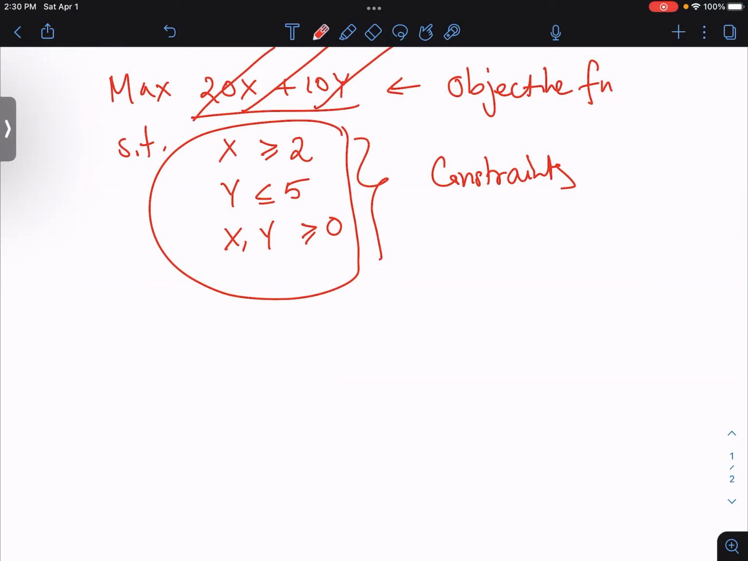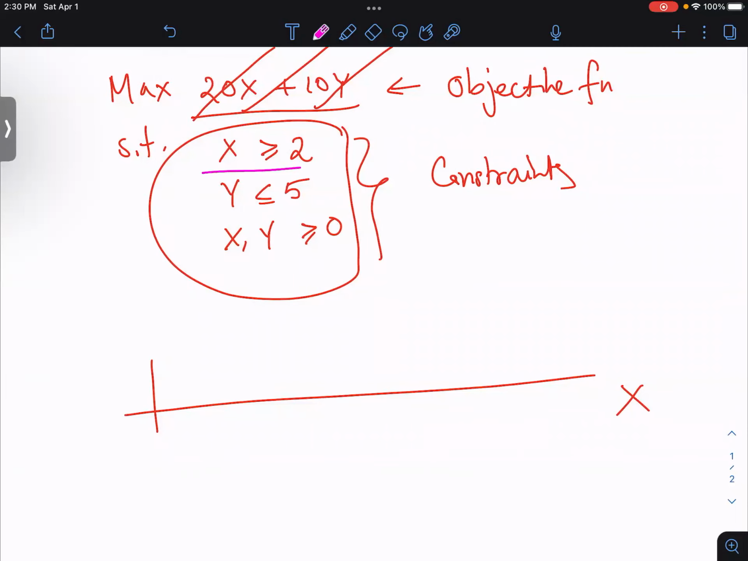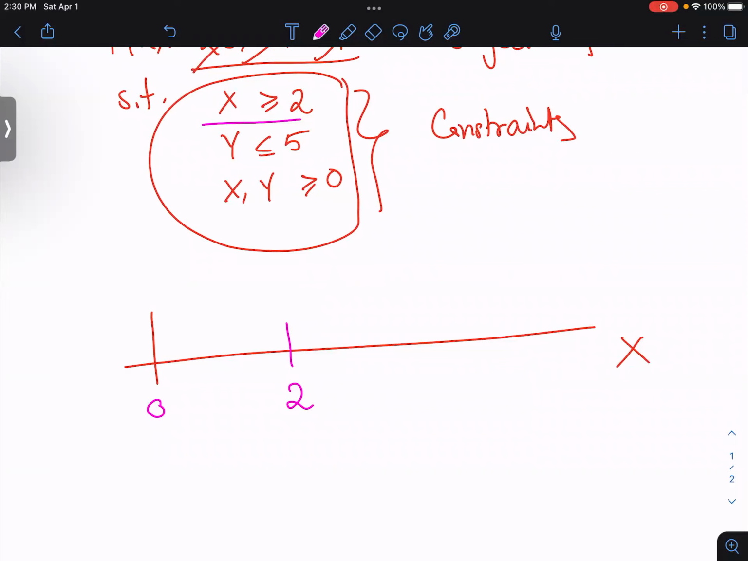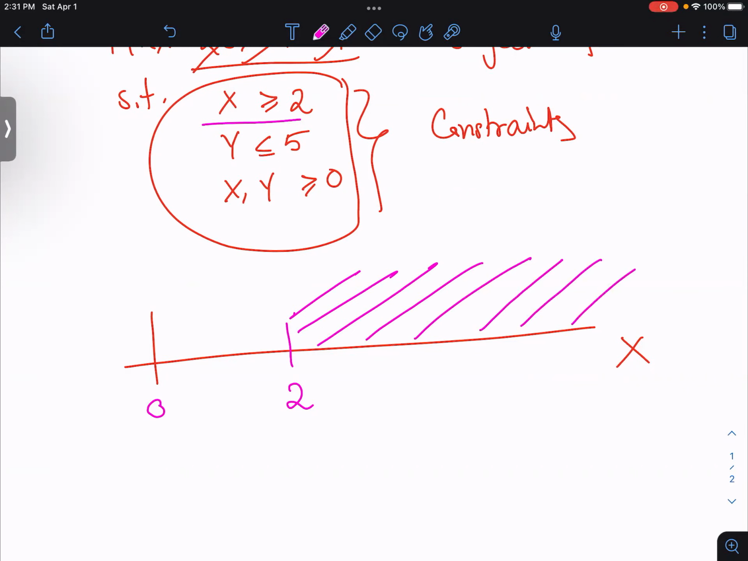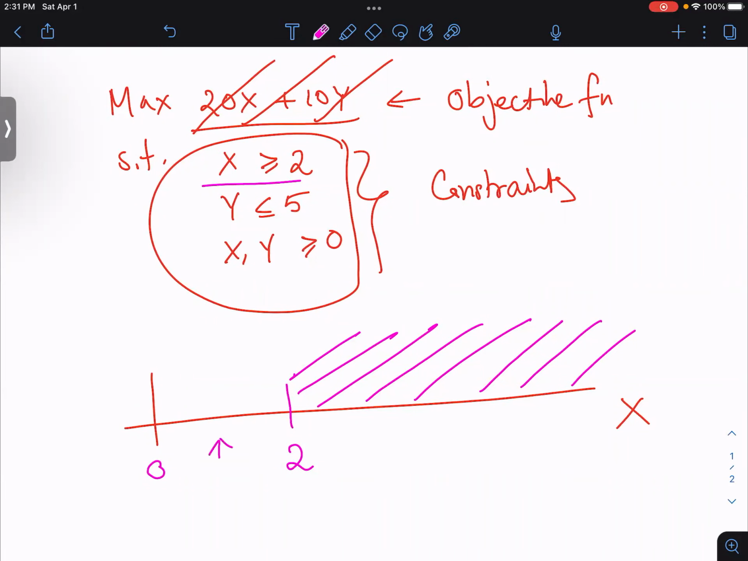In this case, we can think about a number line, which is x. The first constraint tells you that x needs to be greater than or equal to 2. So let's say 0 is here, which means 2 is somewhere here. The constraint tells you that x needs to be greater than or equal to 2, so we are somewhere in this area. x cannot be lower than 2 on the number line, which means x cannot be anywhere in this area, and x has to be somewhere in this area.